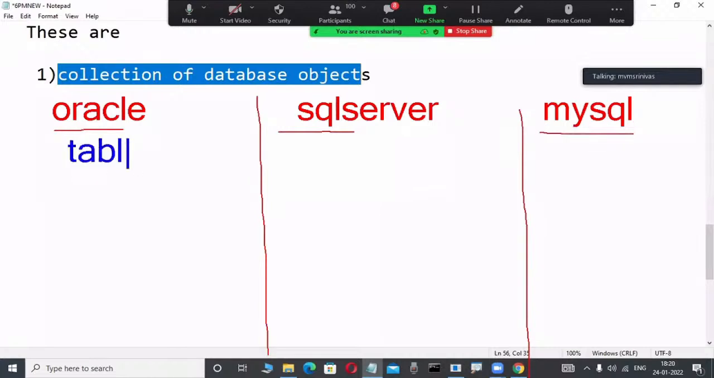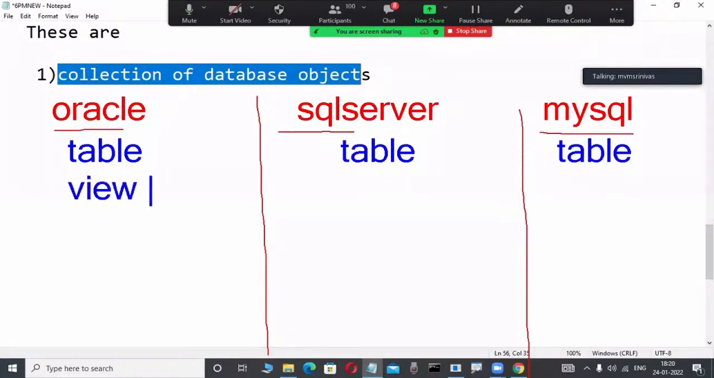Table, no? Table is a database object. Here also table is there. Here also table is there. MySQL also has a table. Same. Again, here view is a database object. It has some purpose. Here also view is there. Here also view is there. View is a database object.